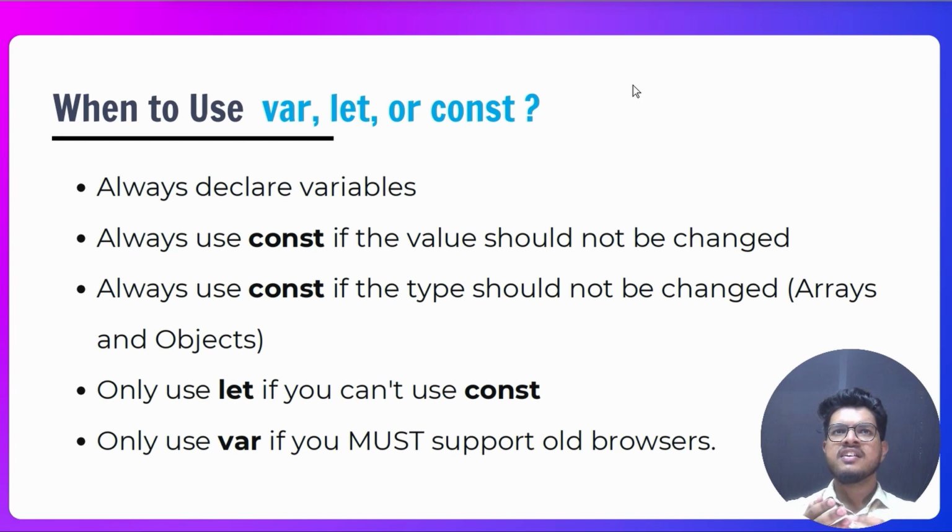For example, I want values to be updated again. I have declared x equal to, let x equal to 5. I cannot redeclare x using var or let again, but I can change the value of x from 5 to 10 or any other value. So use let if you want to change the values. Clear? That is the line which tells use let if you cannot use const.